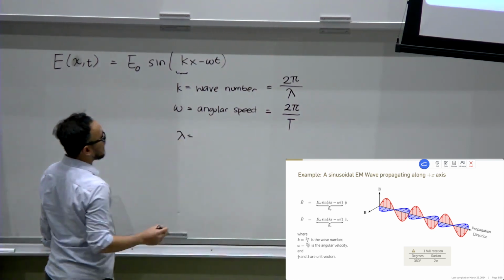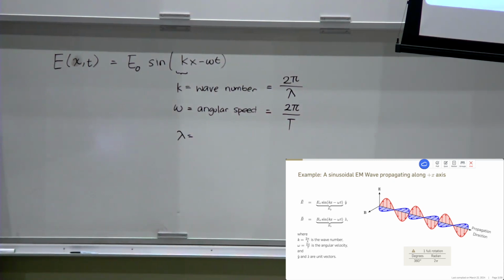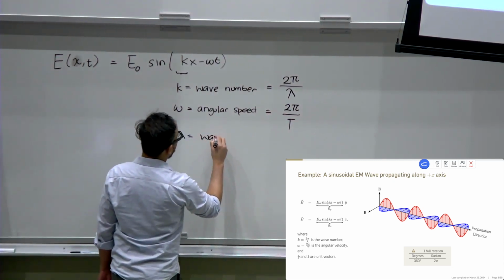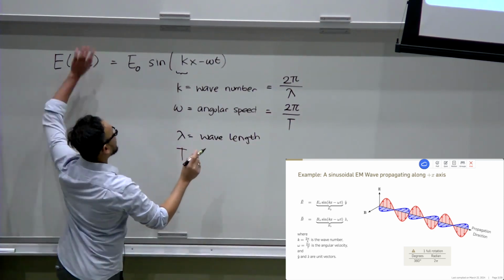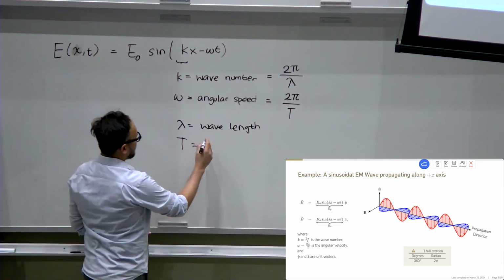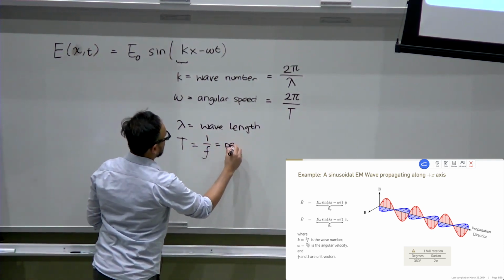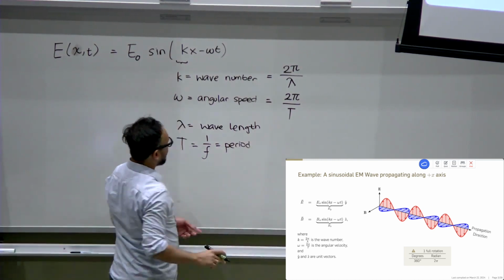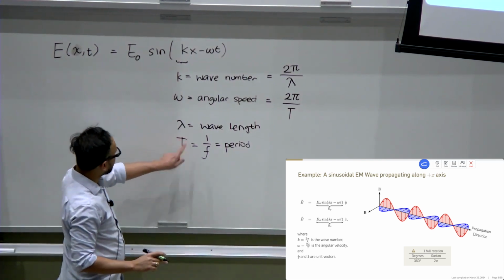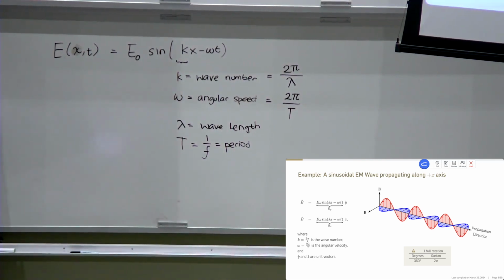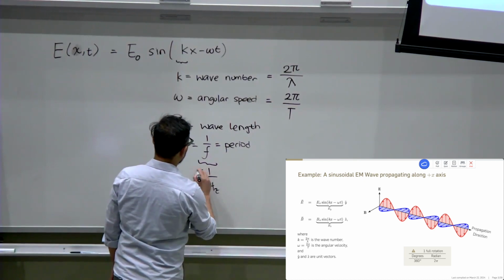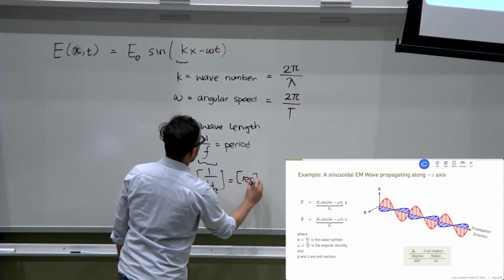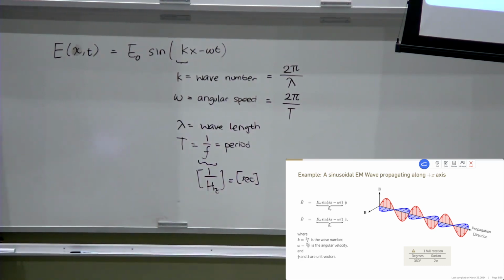And lambda here, what is lambda? You still remember from your physics 111? This is the wavelength. Good. And I will describe what a wavelength is. And then what is capital T? This is from 111. Capital T, or 1/frequency, is the period. The unit of wavelength is meter, and what is the unit of the period? 1/Hertz, which is equal to time, or second.